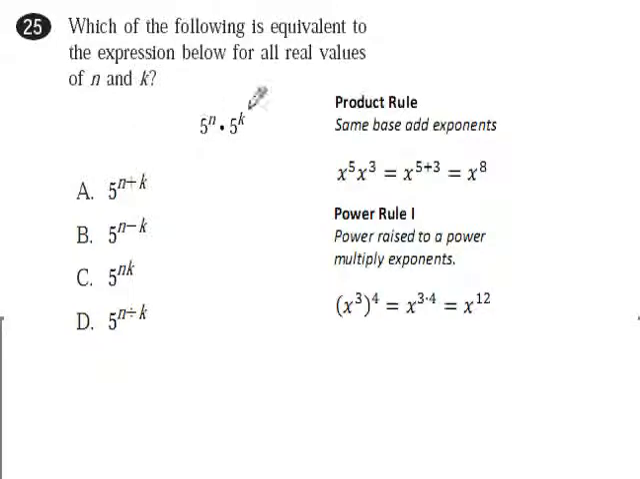So here, I'm not going to use the power rule, I'm going to use the product rule, right? The bases are the same, 5 is the same as 5, and it is the product because that little dot means multiply, and I just add the n and the k together. The choice that adds the n and the k together is this one right here. So, hope that helps.